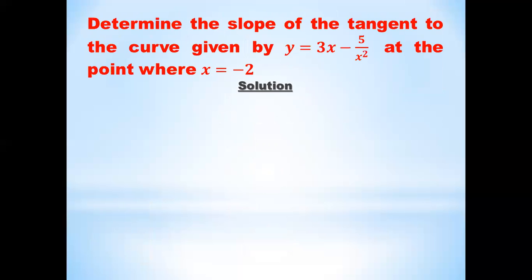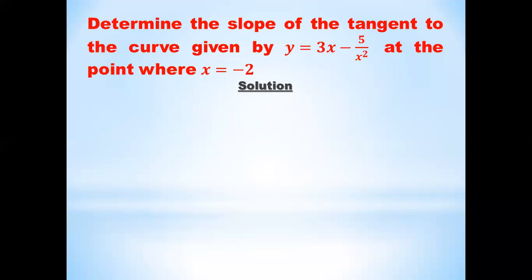It says determine the slope of the tangent to the curve given by y is equal to 3x minus 5 over x squared at the point where x is equal to negative 2. Which point are we referring to here? It is the point of contact. This is where the curve and the tangent meet. So a point is made up of x and y coordinates. So now you are given the x coordinate to be negative 2. Then you also have to find the y coordinate.